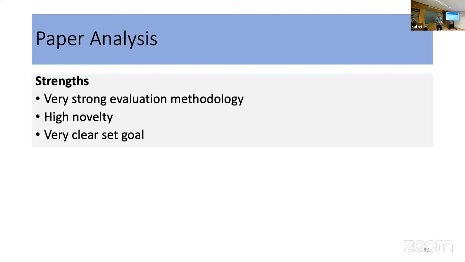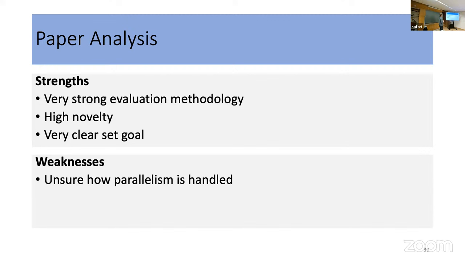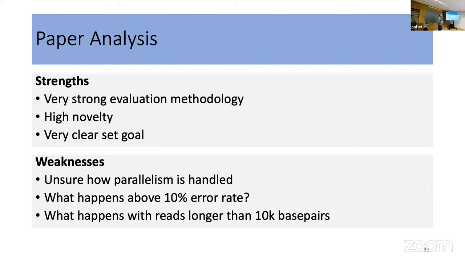Now, I found a few weaknesses. For one, I am unsure how the parallelism is handled in the paper. They talked about how you're able to have multiple aligners with multiple parallel sections. And I think that dynamic programming algorithms should generally be calculated consecutively. So if you try to calculate a cell too early, there aren't any values to base the calculation on. I am unsure how they're handling this parallelism. It is not really being talked about in this paper. They also don't talk about what happens above a 10% error rate, if they just abort the calculations or something. And they also don't really talk about what happens with reads longer than 10,000 base pairs.